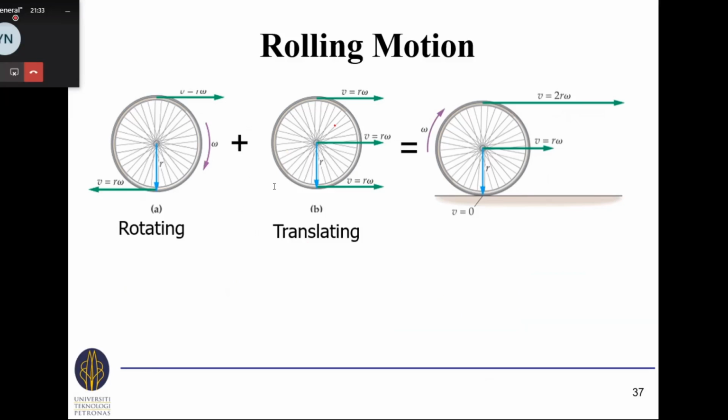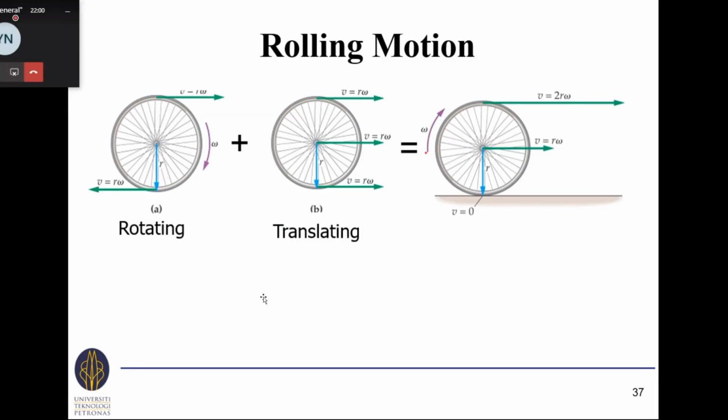So for this rolling motion, like I said to you, there's a difference between rotational motion and rolling motion. Rotational motion is just rotating at one place. Rolling motion is rotating and changing position as well. So rolling motion is rotating motion plus translating motion.